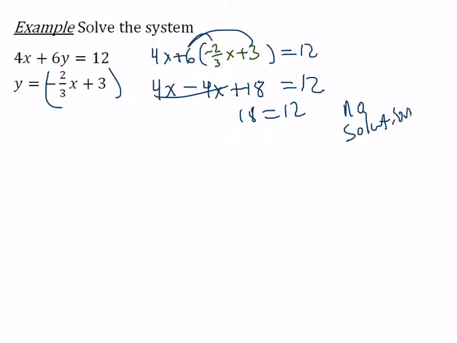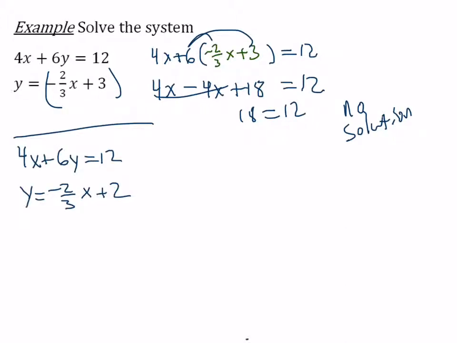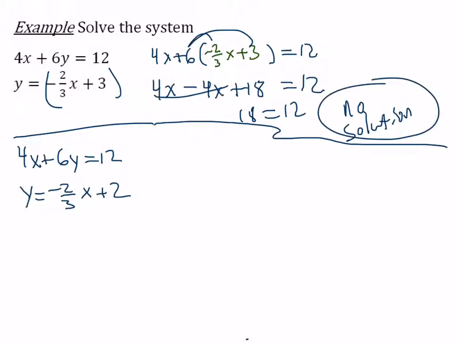Let's tweak this one a little bit and try something similar but a little different. How about this system here? Everything's the same except let's change that 3 to a 2, and let's see what happens. Well, we're going to substitute the same way we did a minute ago. We'll put -2/3 x plus 2 in for the y, and then we distribute.